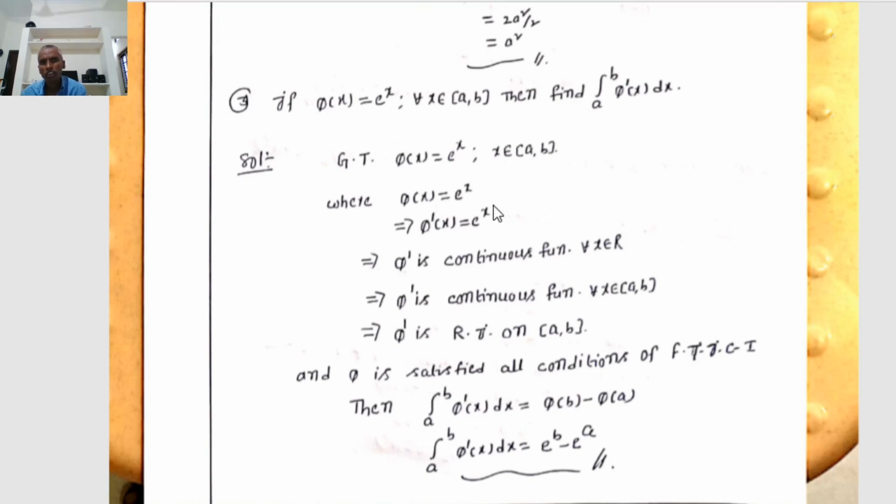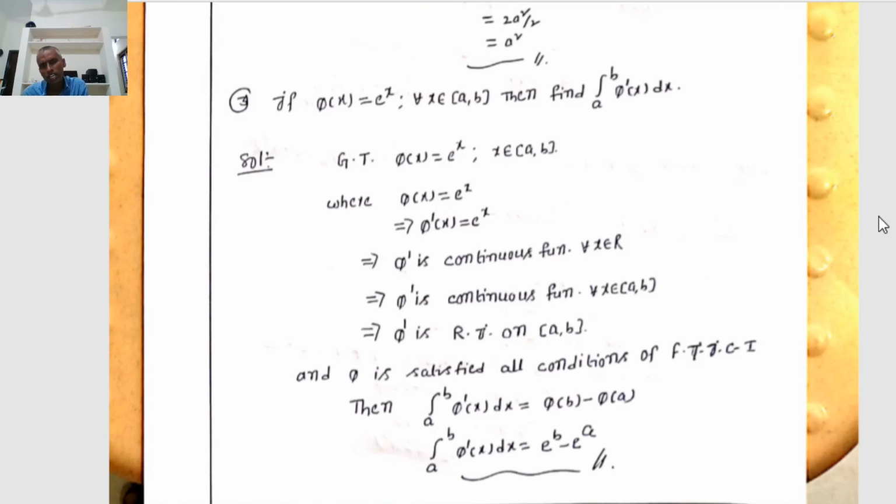Okay, therefore we are given that phi of x equal to e to the power of x for all x belongs to the closed interval a comma b, where phi of x equal to e to the power of x, that implies phi dash of x equal to e to the power of x. Already we know that the exponential function is continuous for all x belongs to R. Phi dash is a continuous function for all x belongs to R, that implies e to the power of x is a continuous function for all x belongs to the closed interval a comma b. Already we know, by the previous theorem, every continuous function on the closed interval a comma b must be Riemann integrable. That implies phi dash is Riemann integrable on the closed interval a comma b.